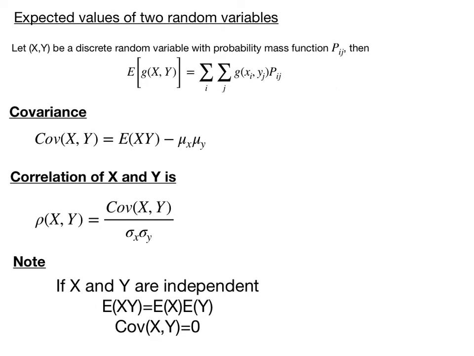And two random variables x and y are said to be independent if the expectation of xy is equal to the independent expectation of the variable x times the independent expectation of the variable y. That is, E of xy should be equal to E of x times E of y for all values of x and y, and the covariance of x comma y is equal to 0.